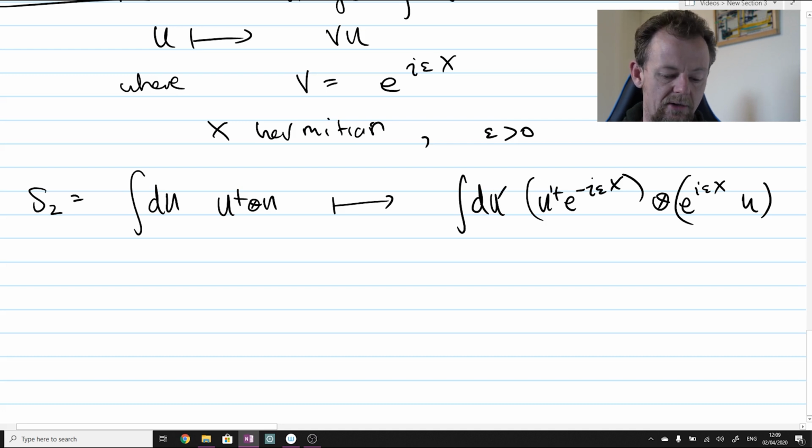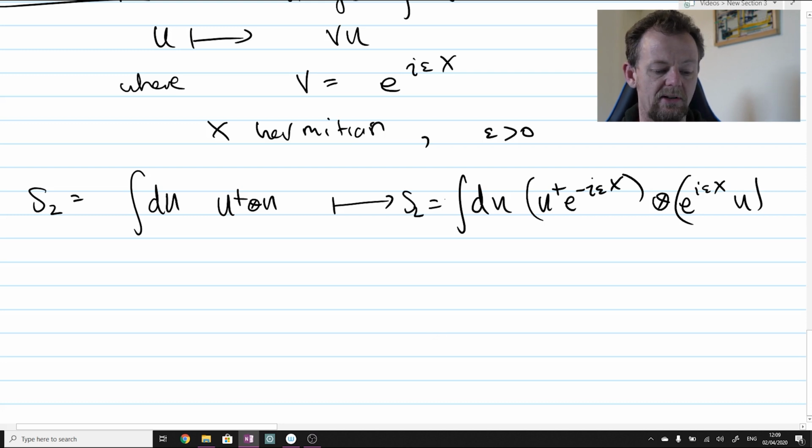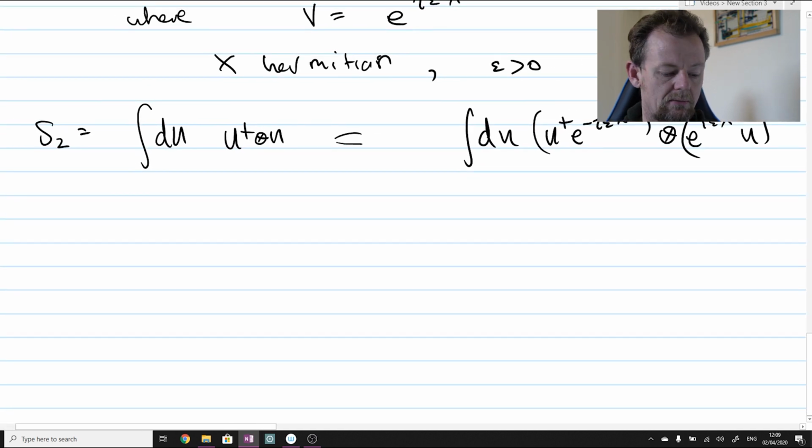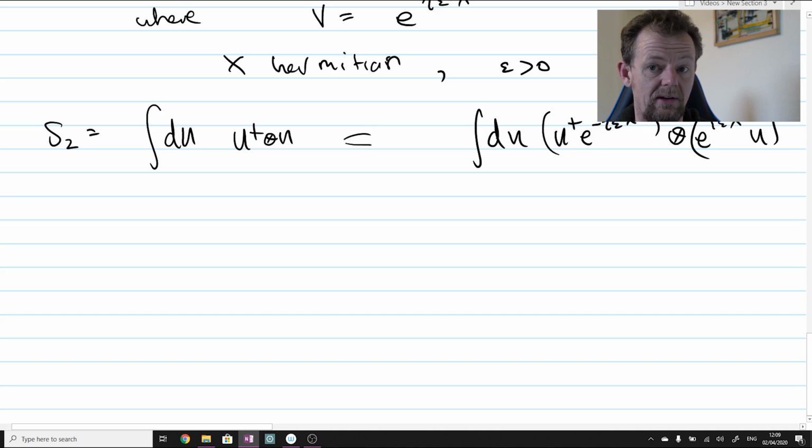So technically I should put a prime over the u's everywhere here. I'm going to quickly neglect that and just write u again, to help the notation from getting too cluttered. So by making this change of variable by multiplying on the left by e to the i epsilon x, we get a different expression for S2. It's exactly the same. These two expressions are in fact equal, because of the left invariance of the Haar measure. Now we've got two expressions for S2, and we've got an infinitesimal.